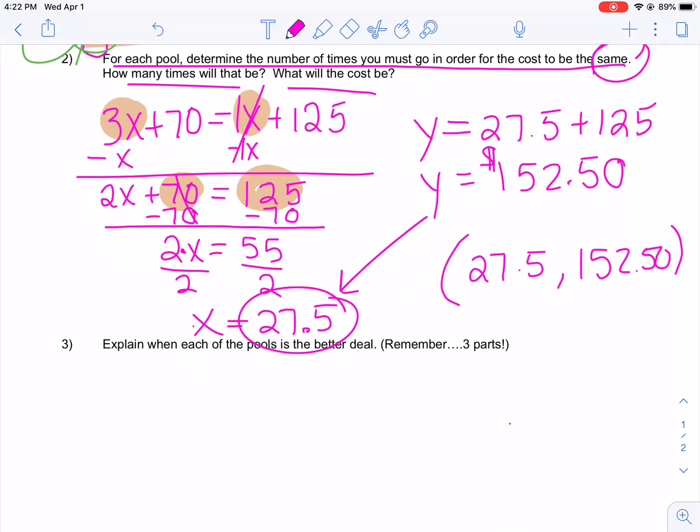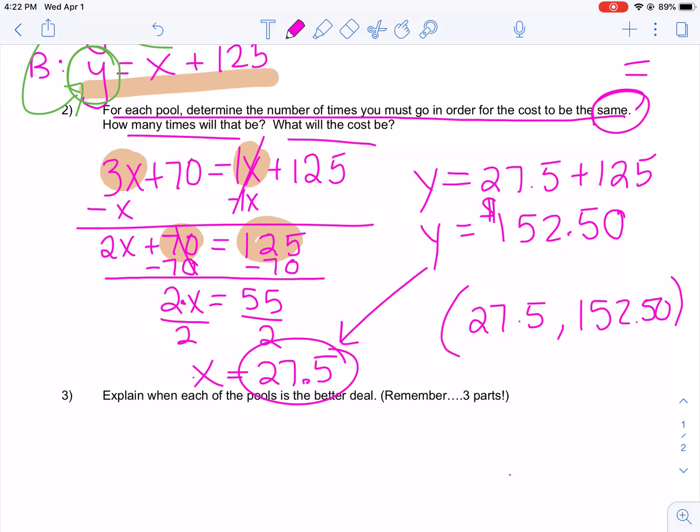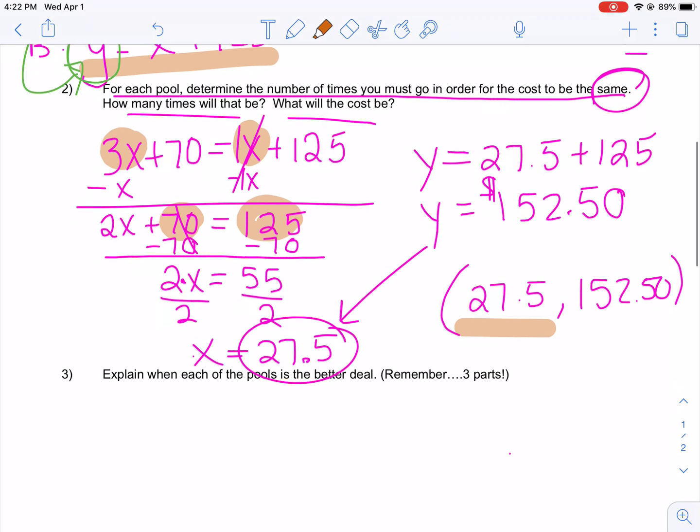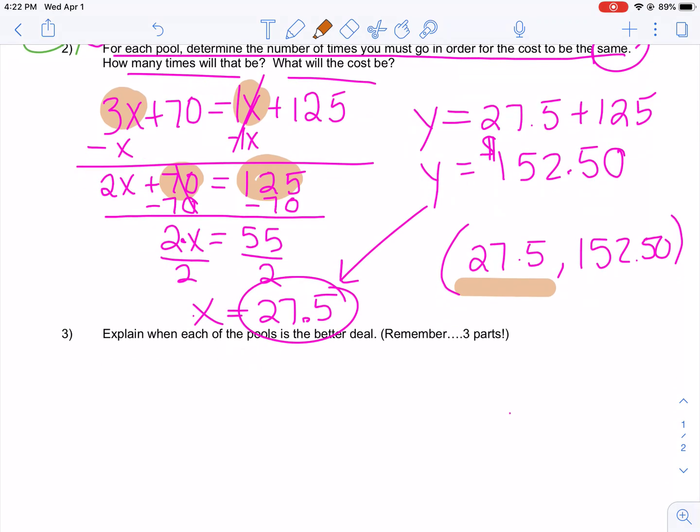All right, so what does that mean? When are each of the pools the better deal? Right, if you know in the summer, if you're traveling for 3 weeks, are you really going to get to the pool 27 times, 27 and a half times? Or let's say you're not going on vacation, you're not traveling at all, and you're going to plan to go to the pool every day. Well, which pool should you join? So, explain when each of the pools is the better deal. Remember, there are 3 parts.